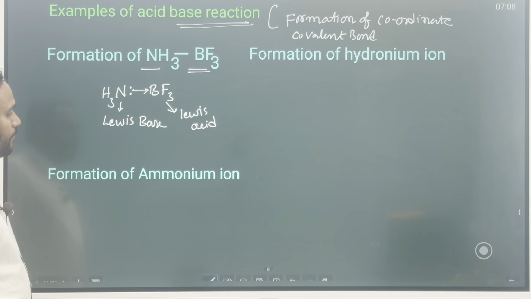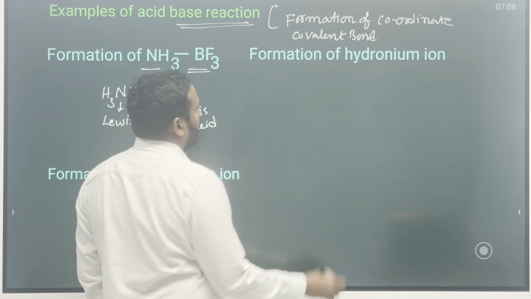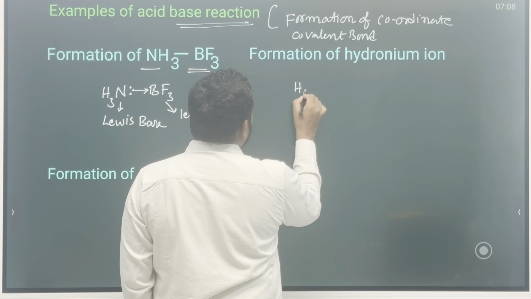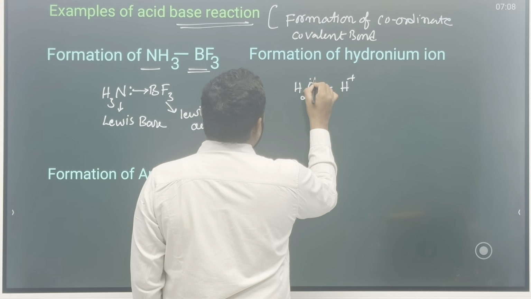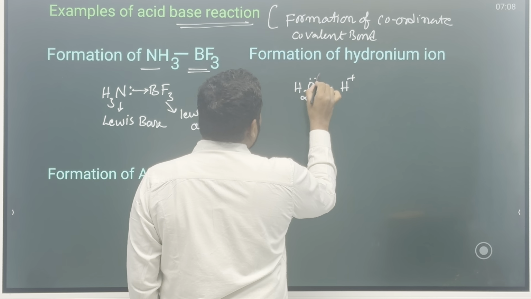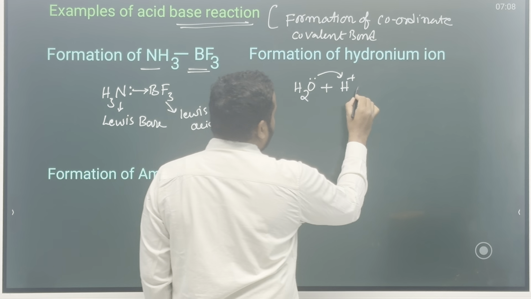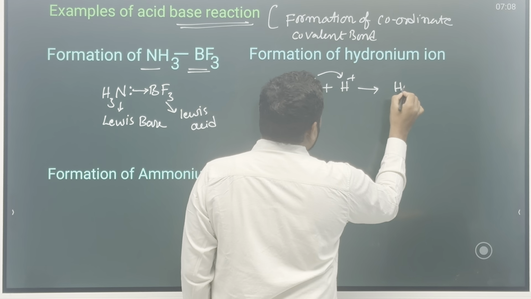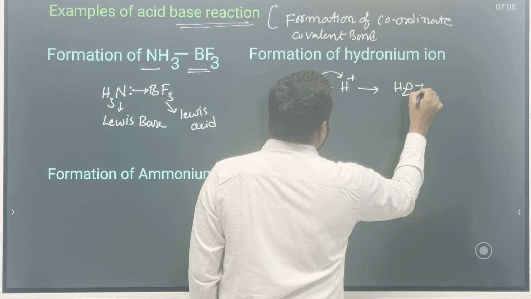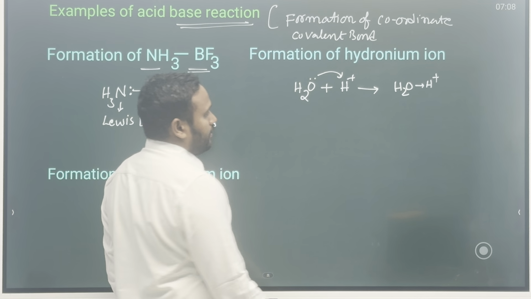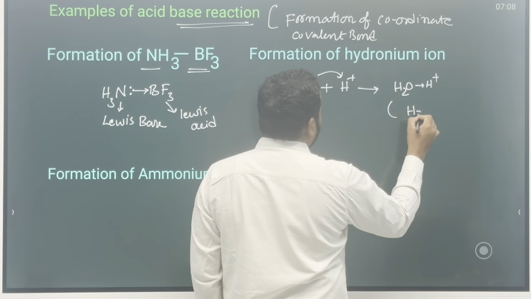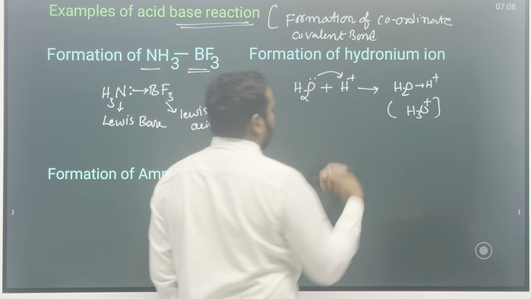Next, formation of hydronium ion. Formation of hydronium ion means here H2O plus H+. So here H2O is having lone pairs. It can donate the lone pairs to here. So it produces H2O, H+. This is the formation of hydronium ion. Simply we can take it as the H3O+.